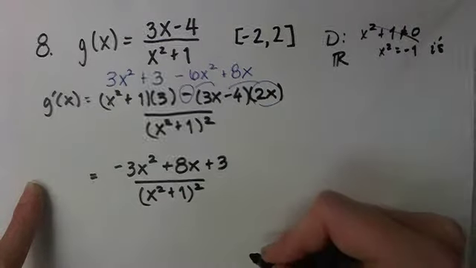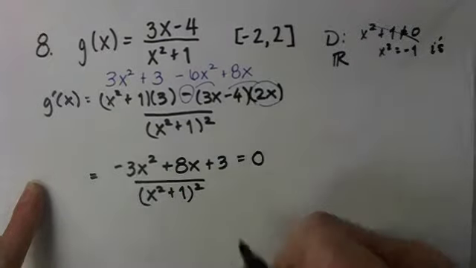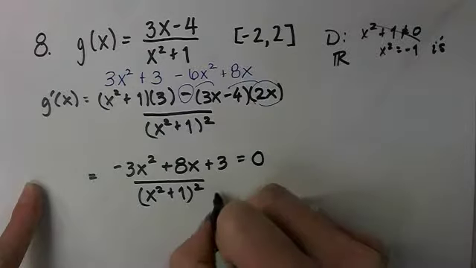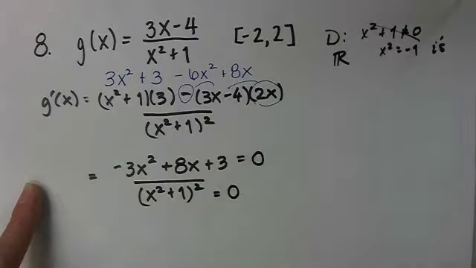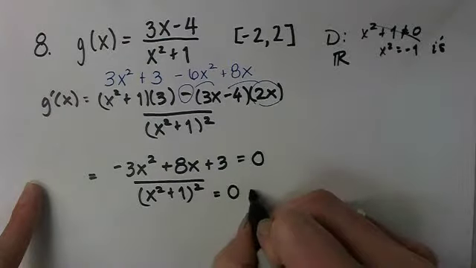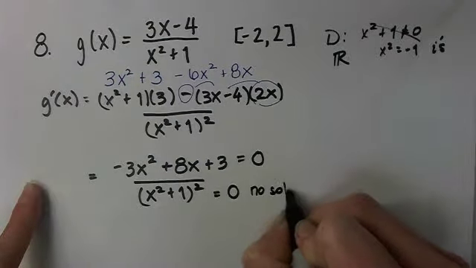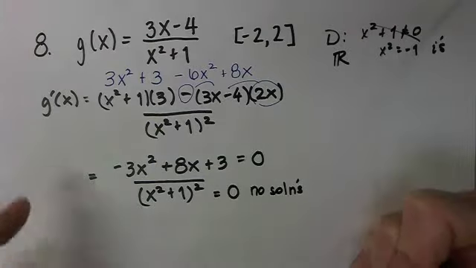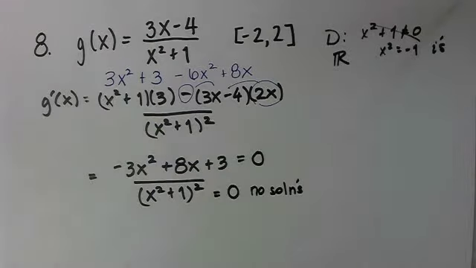All right, critical numbers occur when the derivative is equal to 0, which is when the numerator is 0, and when the derivative does not exist, which is when the denominator is 0. Now, we've already talked about how the denominator never equals 0, not for any real solutions. So the derivative exists everywhere.